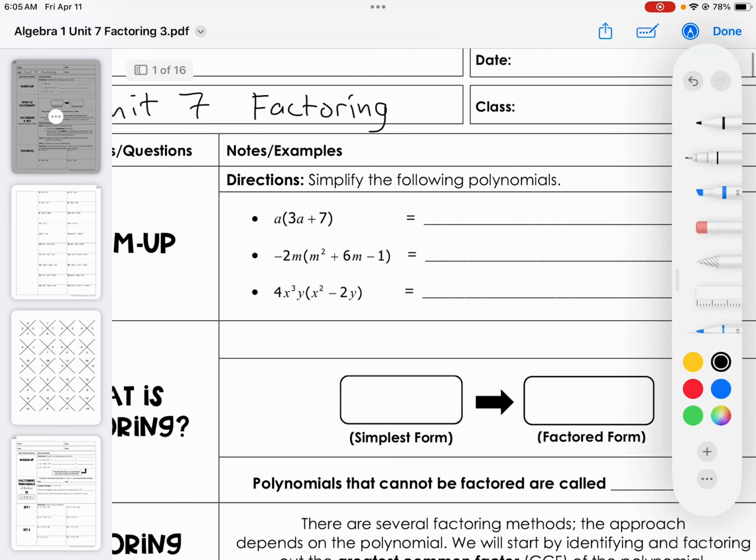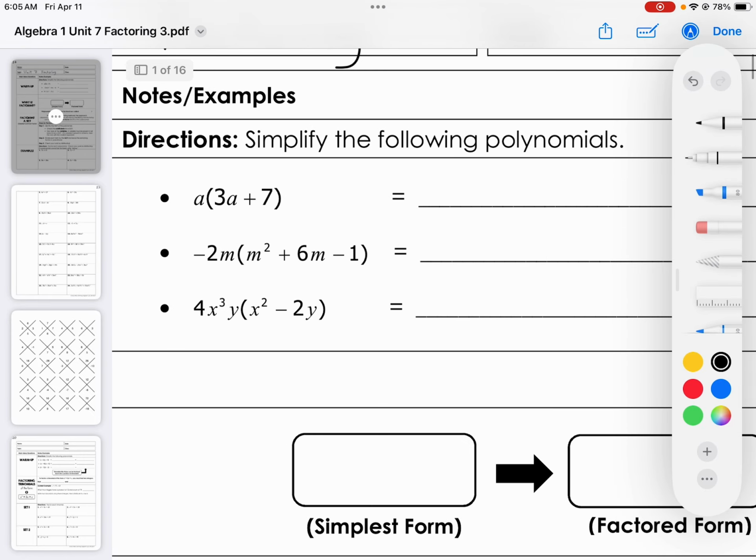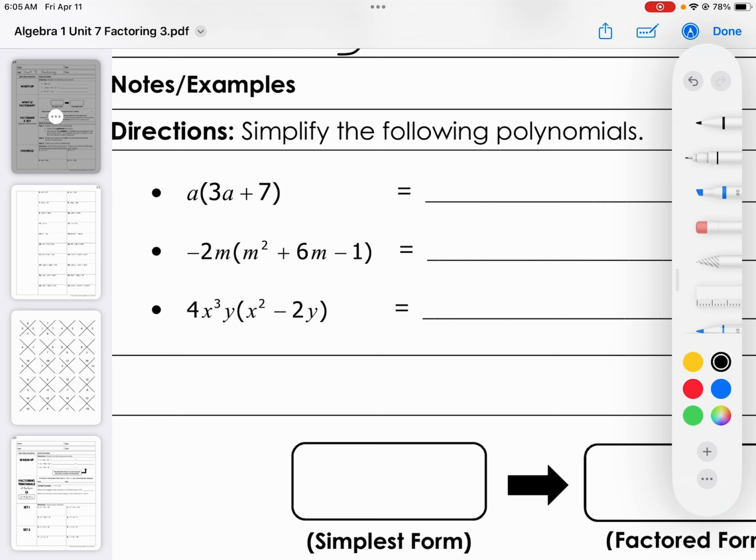So as a reminder, this is how we were multiplying earlier in our previous unit, is we would make this box. So I'm multiplying a times 3a plus 7. I would make this box to multiply. A times 3a would give me 3a squared. And then a times 7 would give me 7a. So this would give me 3a squared plus 7a.